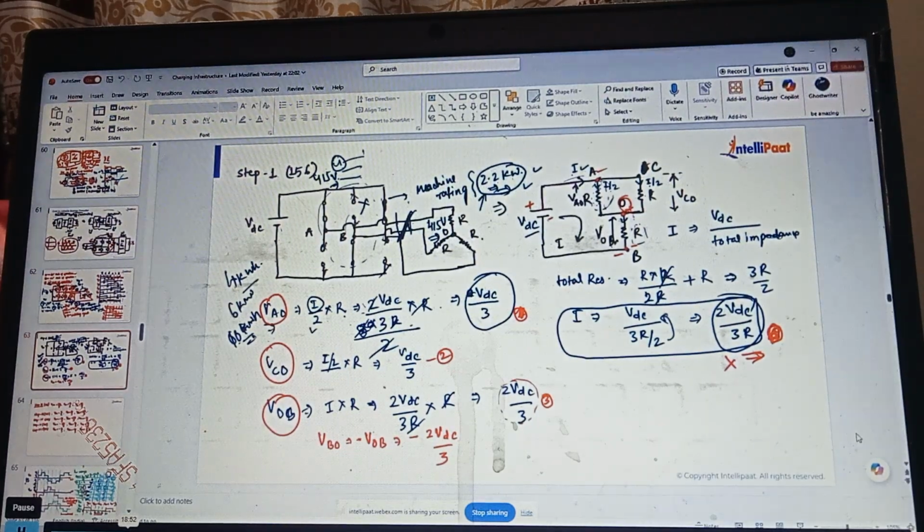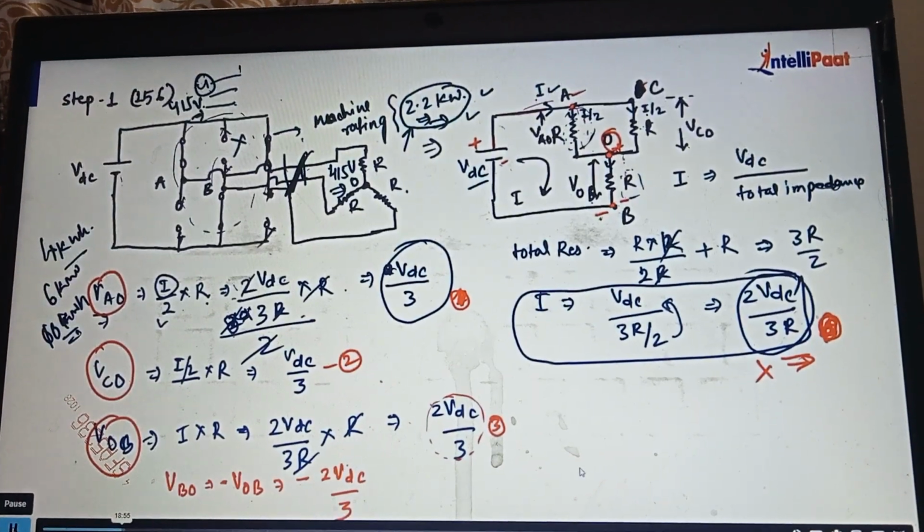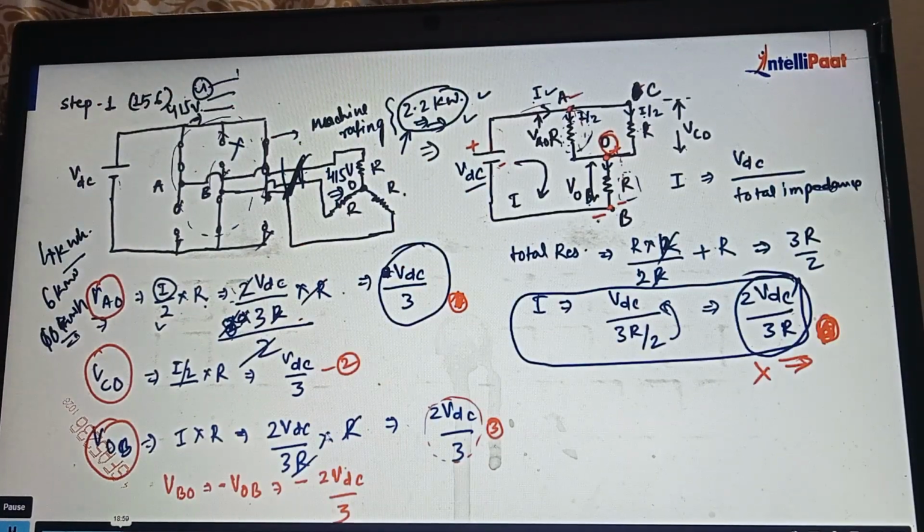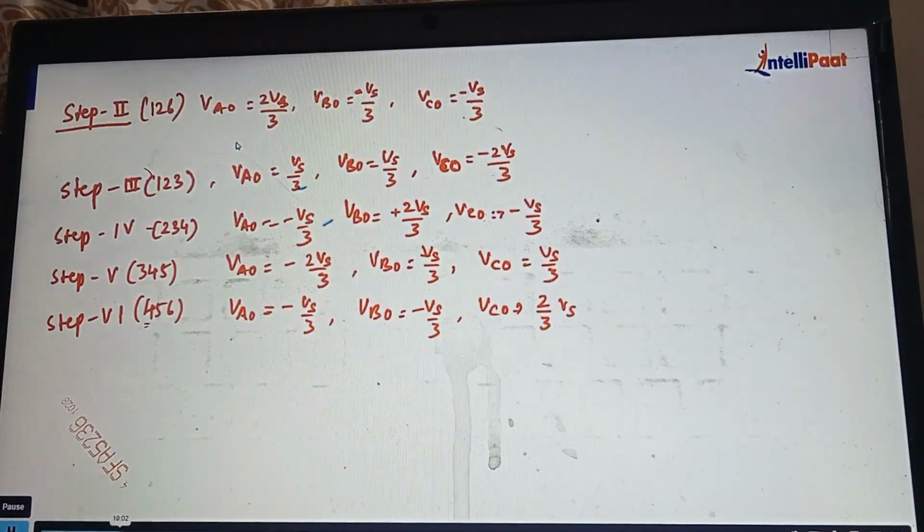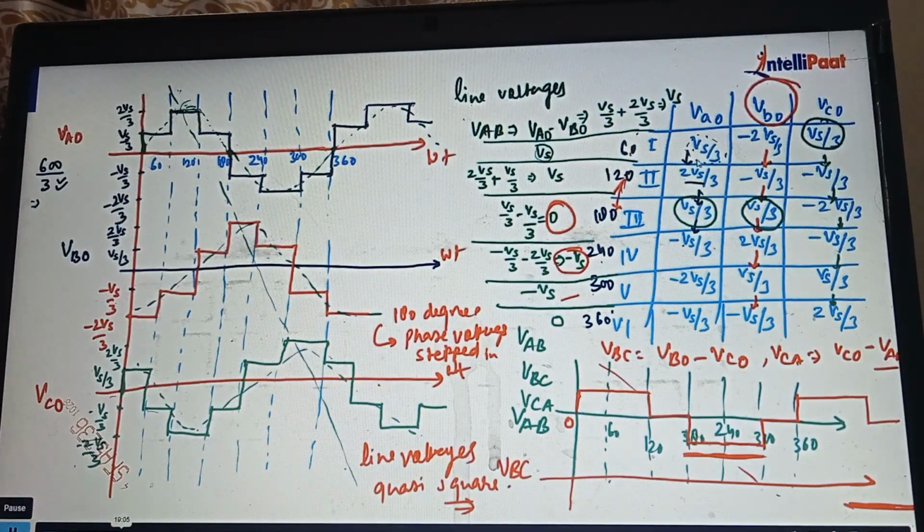Process, right? For each switch we have defined step 1, step 2, step 3, and so on. So for the line voltages, you can see VAO, VBO, VCO, that are the phase voltages, and we derive the line voltages with the help of these phase voltages.